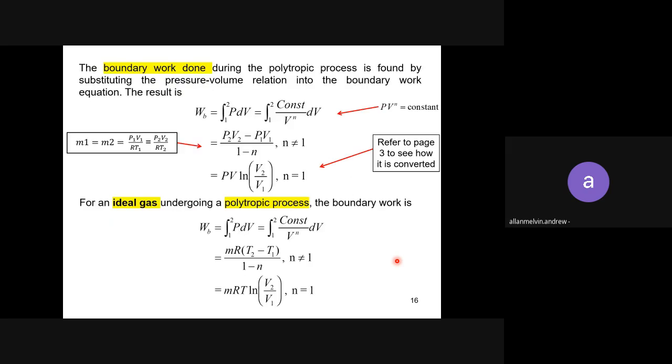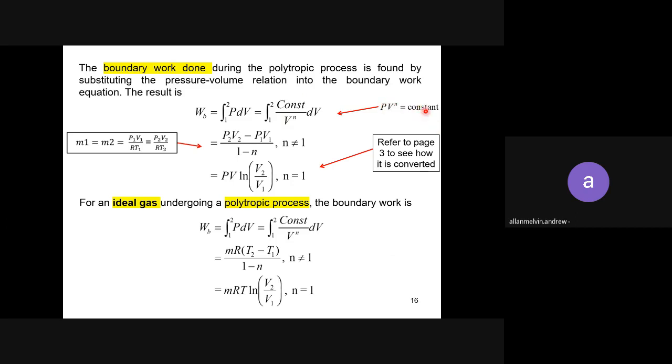Okay, so if it's a polytropic process, you need to use this formula. So this is the derivation. So you replace it. So the boundary work done is calculated based on this equation earlier, PV to power of n equals constant. So P equals constant over V to power of n, V to power of n pergi ke bawah.